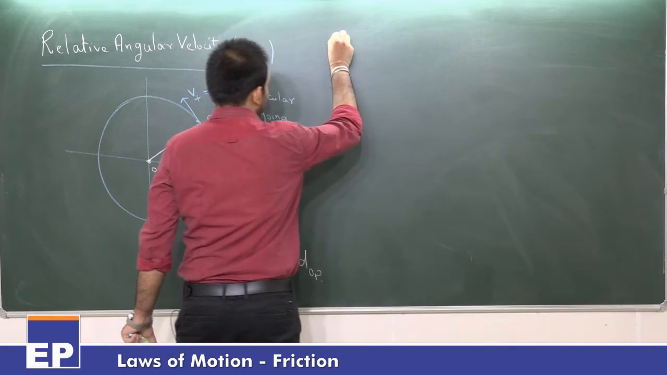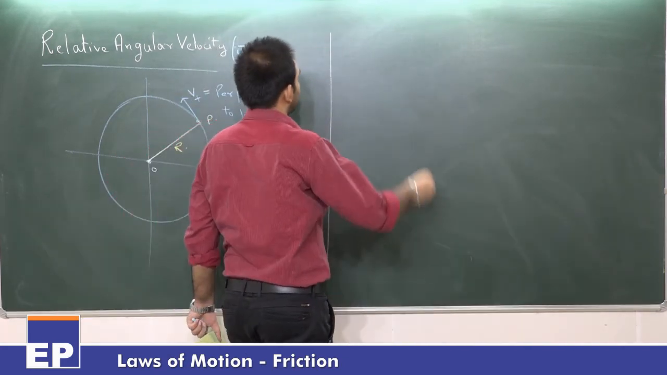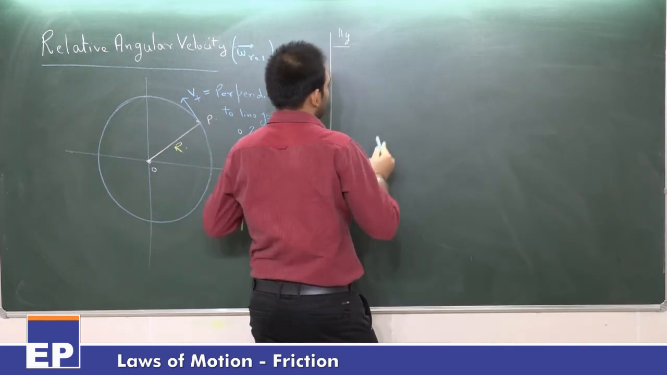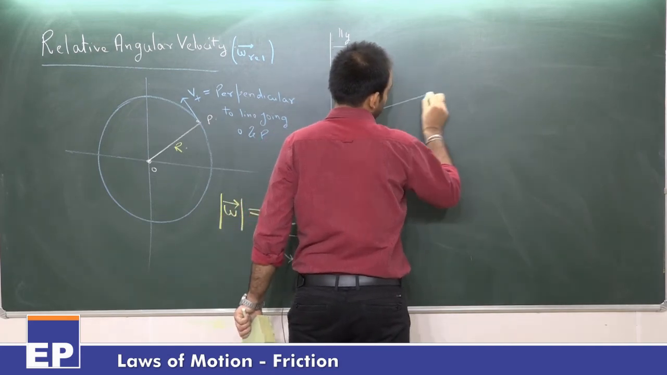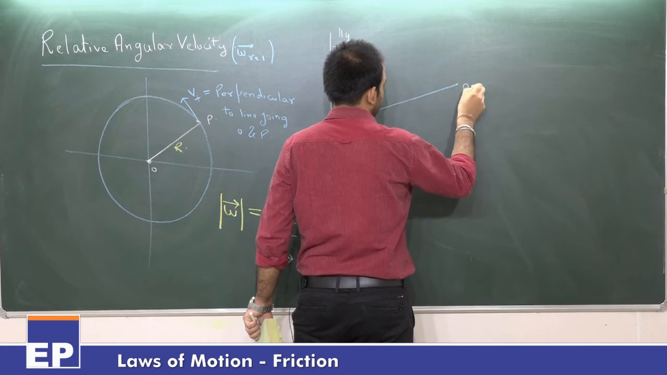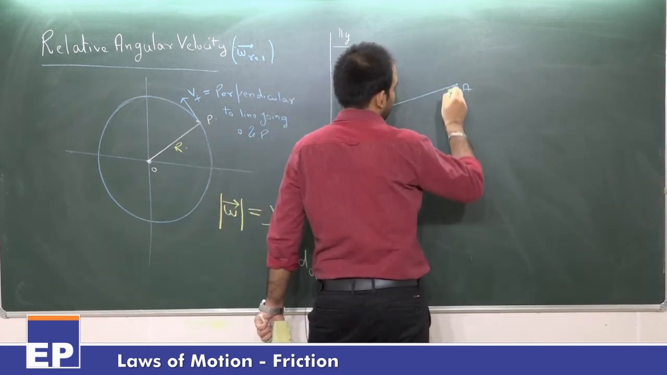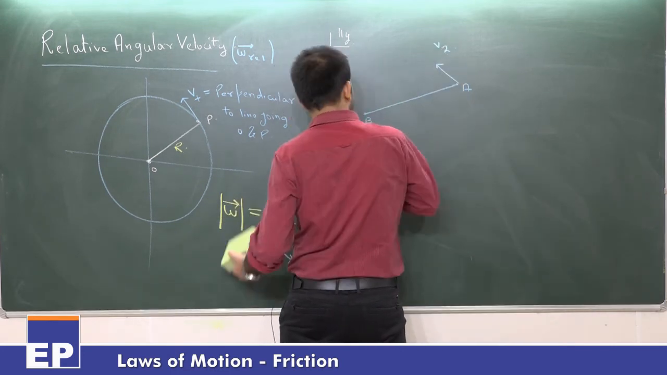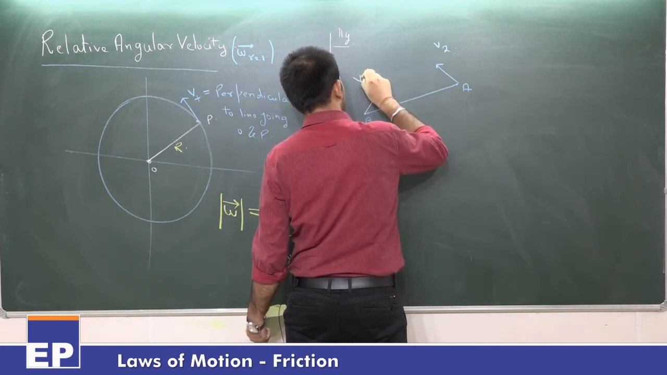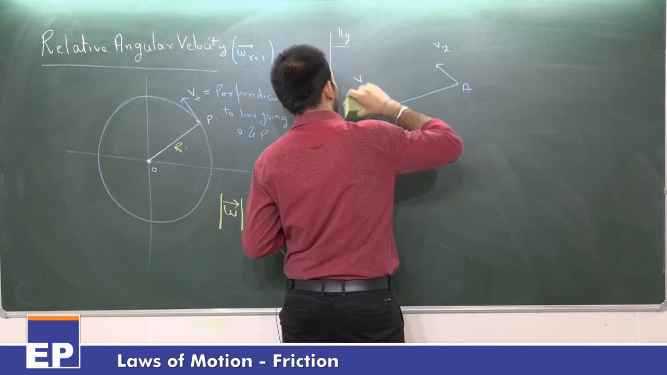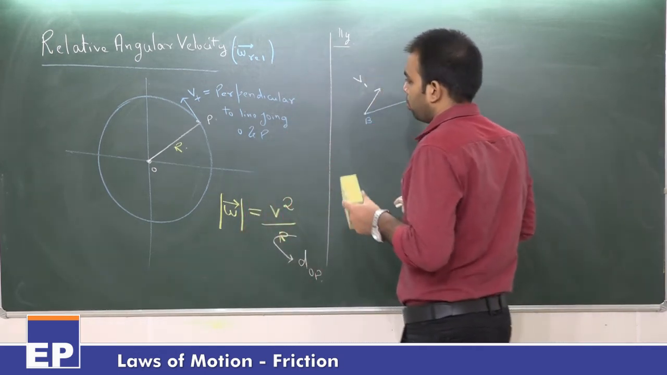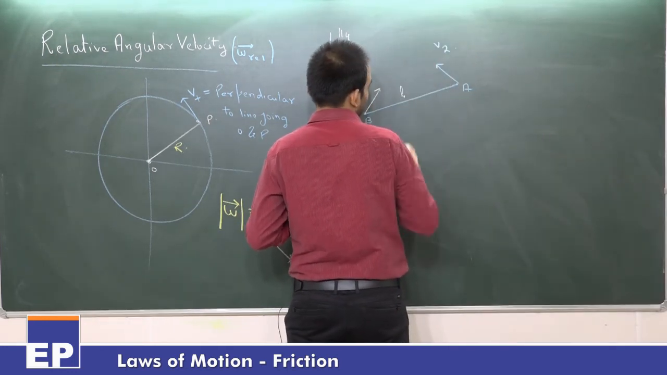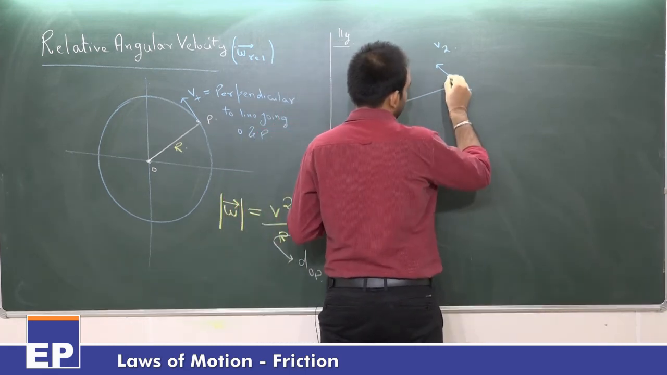Similarly, what can we write? Suppose we want to write for these two particles, this is A, this is D. It is moving in this direction with V2, and it is moving in this direction with V1. So we have to calculate the component of the velocity which is perpendicular to the line joining them. Suppose this distance is L, and the component perpendicular to it has angle theta 2.